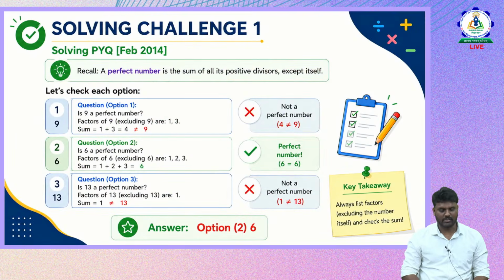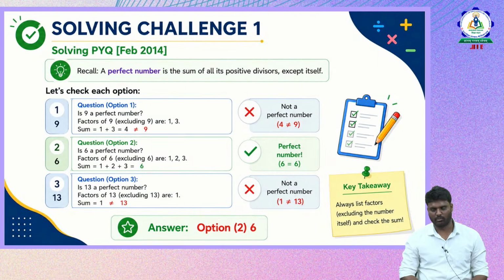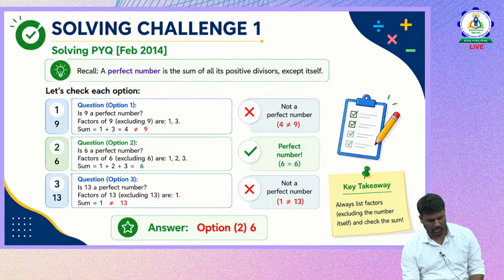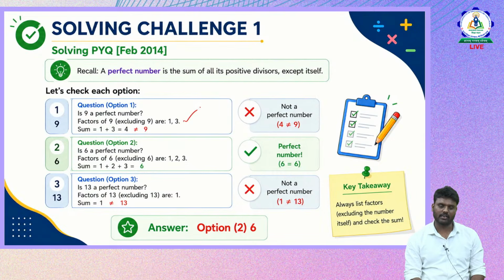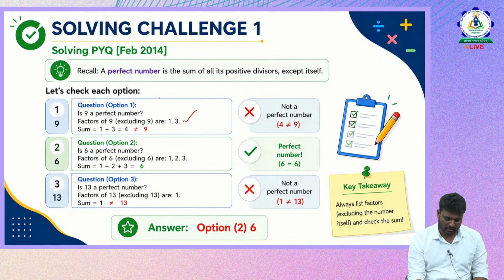Coming to problem one, from the previous questions, they ask you to identify whether the given numbers are perfect numbers or not. Let us look at option 1: 9 is a perfect number. How do we identify this? We need to first identify the factors of 9. 1 and 3 are the factors of 9 excluding the 9. 9 we can write as 1 into 9, and again as 3 into 3. So 1 and 3 are the factors of 9.